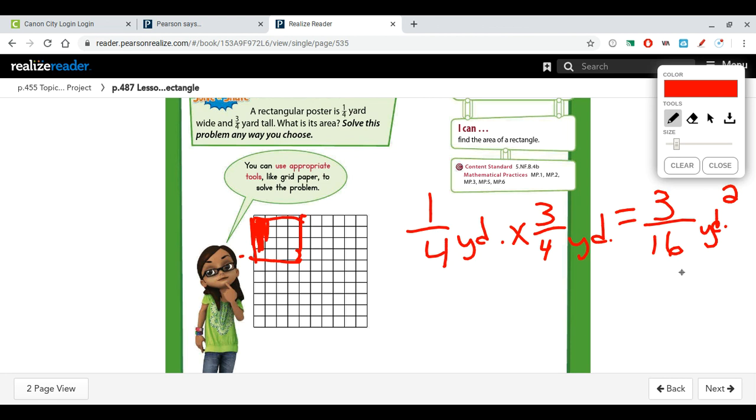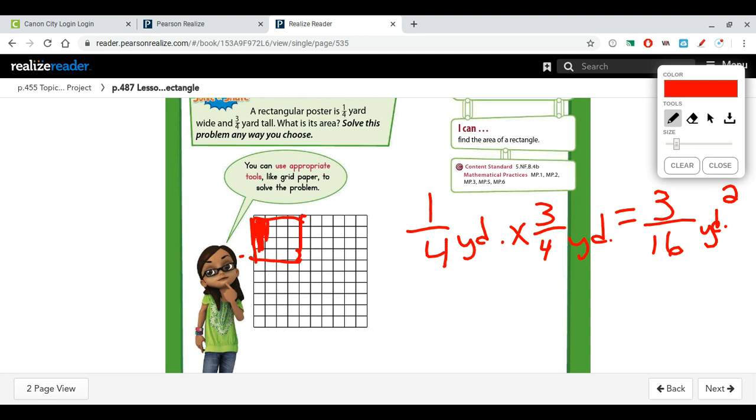So you need to either have yards squared or square yards. Because I'm multiplying to find the area, I multiply the two dimensions together, so I need to represent both dimensions in my answer. So if you just gave me 3/16 yard, it would be wrong. Make sure that you include your units of measurement.